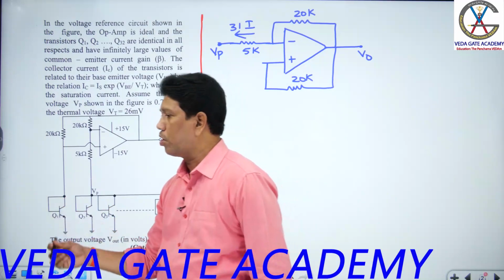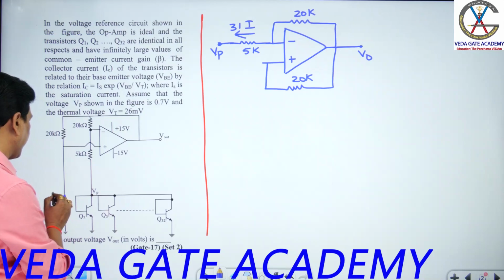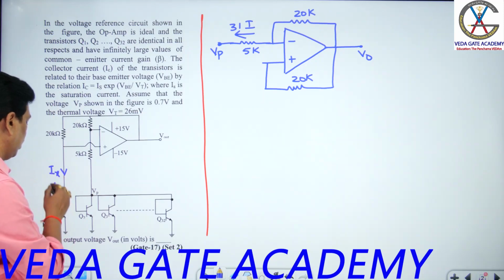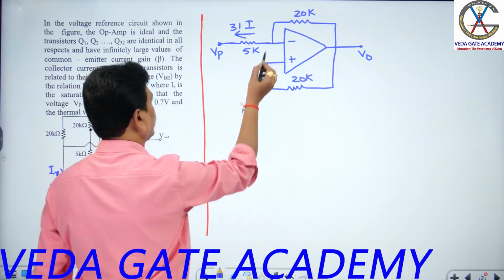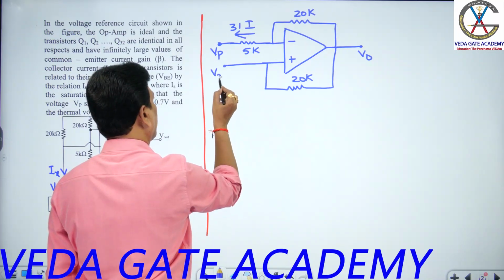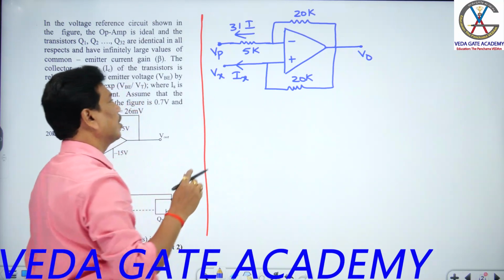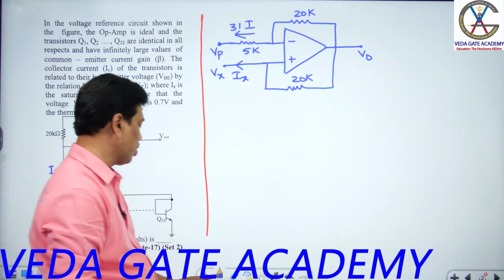I assume that the voltage here is Vx, and the corresponding current is Ix. Voltage is Vx and the corresponding current is Ix. This is their equivalent model, students. Right? Now I can examine what it can be.